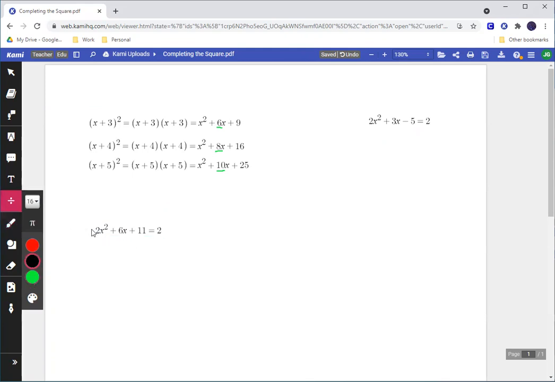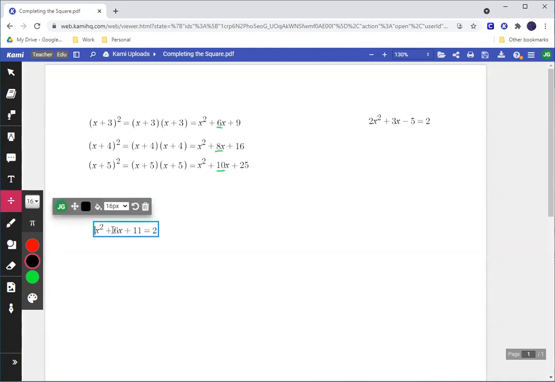What I recommend is that if you're dealing with an equation, you divide everything by that coefficient. So in this case, because we have a 2, we'll divide everything by 2. However, if this had been a 3, we would have divided everything by 3. Or if it was some other number, we would have divided everything by that number. So let's go through and divide everything by 2.